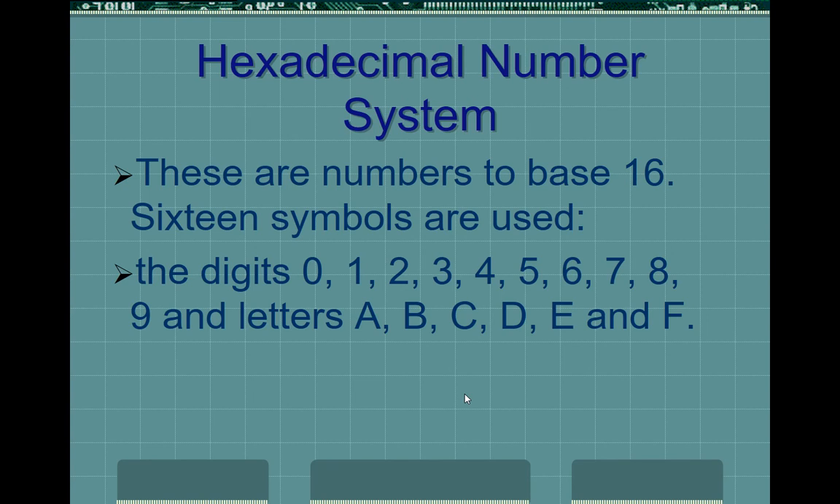The hexadecimal system is a little bit different, kind of. These numbers are to the base 16. So the place values are based off the exponents of 16. And the possible digits are 0, 1, 2, 3, 4, 5, 6, 7, 8, and 9, and the letters A through F.